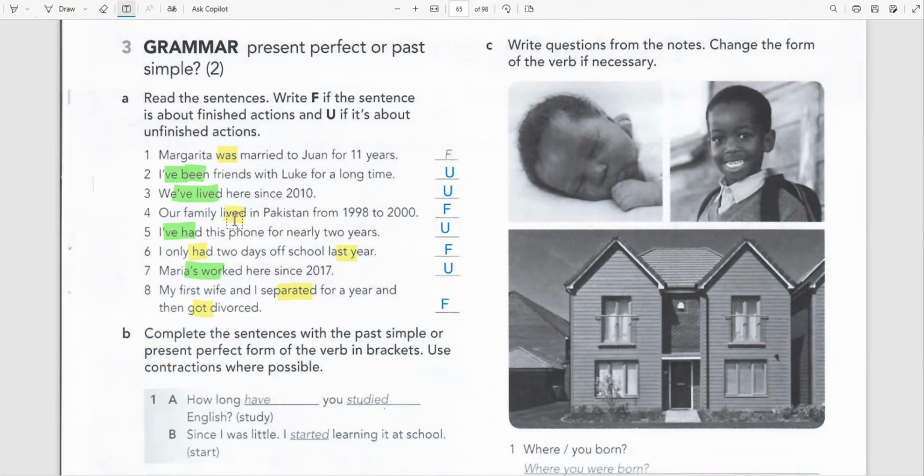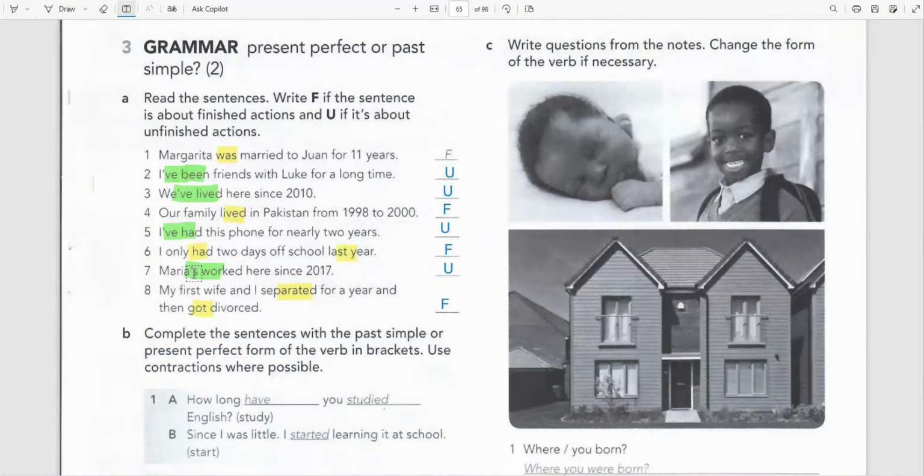Still happening. Our family lived in Pakistan from 1998 to 2000. You see, there's a clear time, 1998 to 2000. This is in the past. So that's why they're using past simple here. I've had this phone for nearly 2 years. This is an unfinished action, U, because that means he still has the phone. I only had 2 days of school last year. So this is something about last year, nothing to do with the present time. And also the structure is in past simple. I had. So this is a finished action.